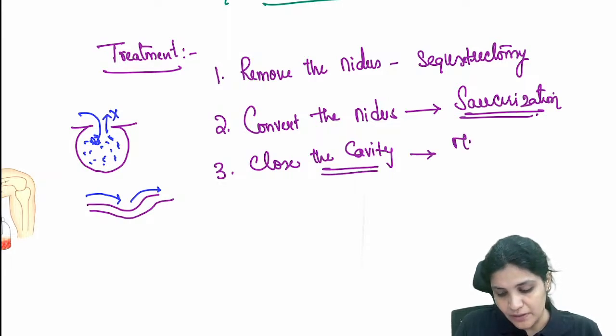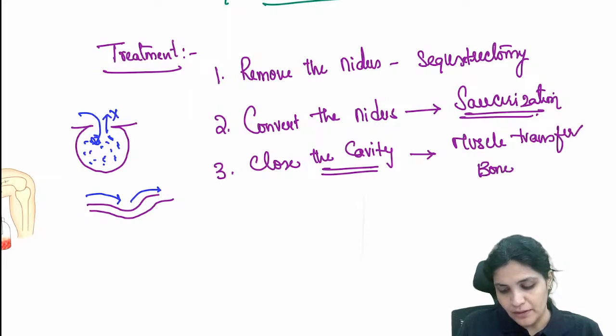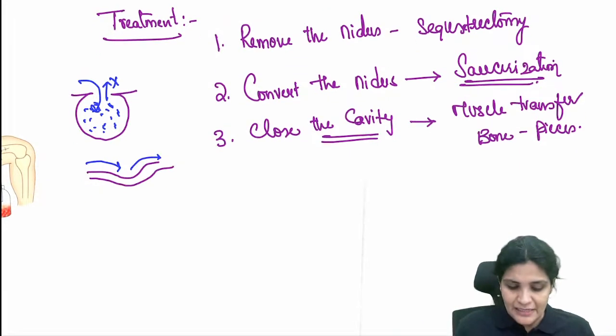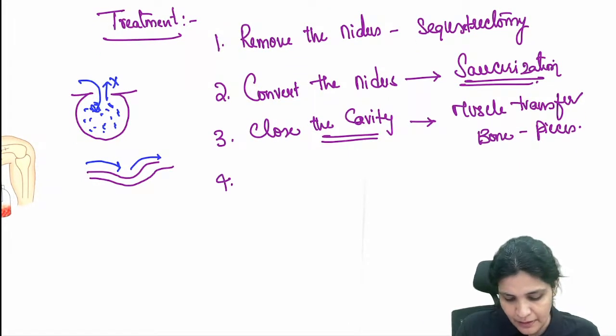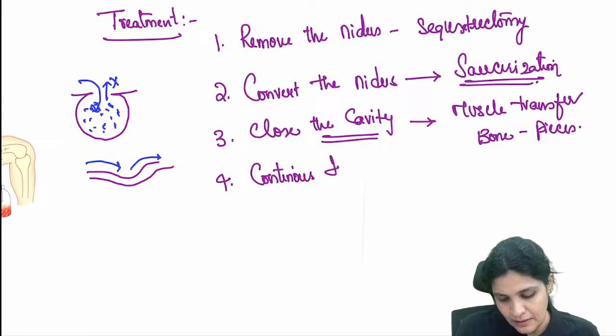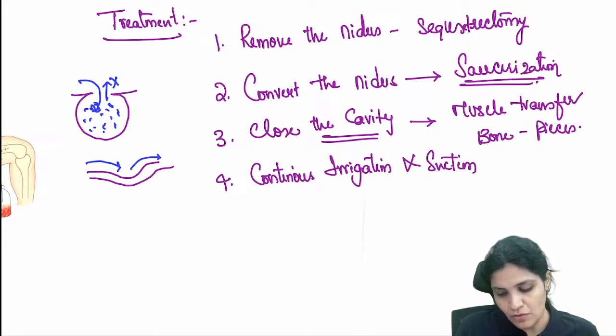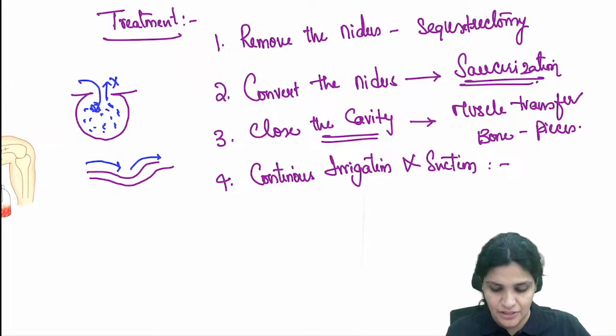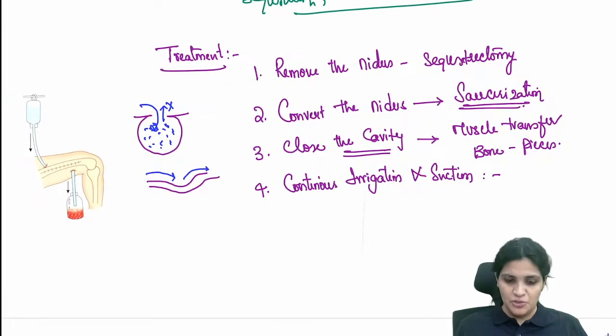You can do it with muscle transfer or with bone pieces, right? So you close the cavity, and sometimes you can do continuous irrigation. It's called continuous irrigation and suction. These are all the procedures which we do.